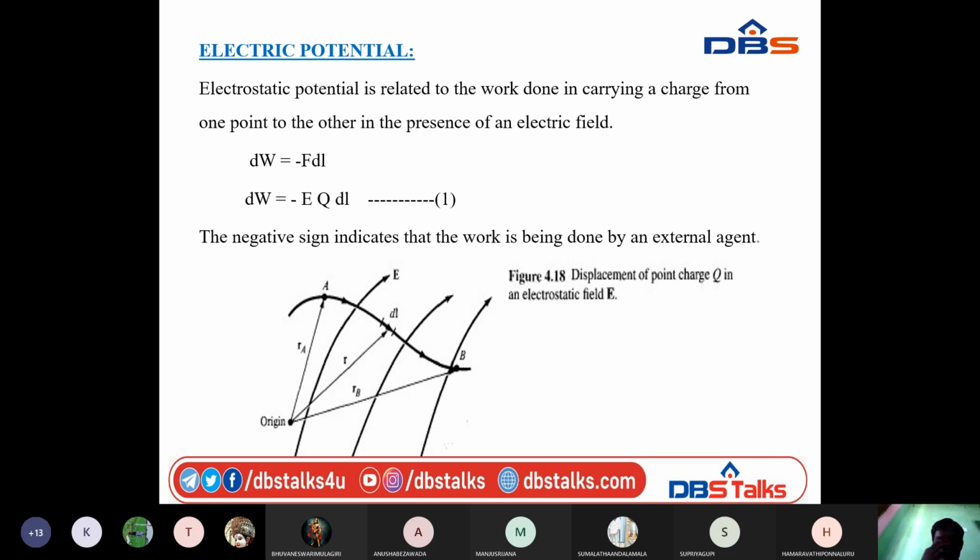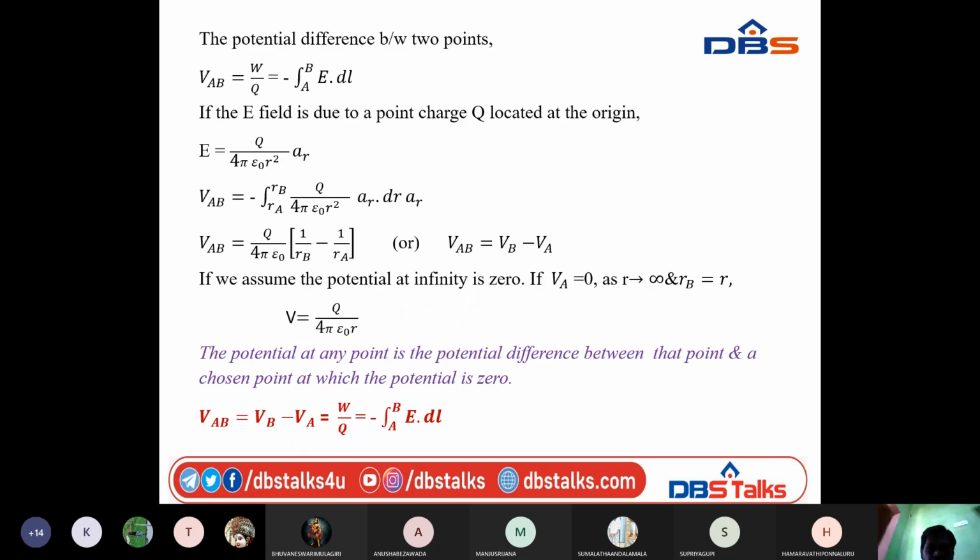The total work done is equal to, from the fundamental equation E equals F by Q, so I can replace F by Q times E. Total work done is equal to minus E times Q dot dl. Here the minus sign indicates that the external force has been applied on a charge to move it from point A to point B. That total work done is nothing but the electric potential, so V is the potential between point A and point B.